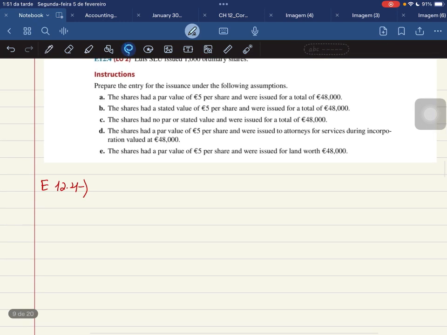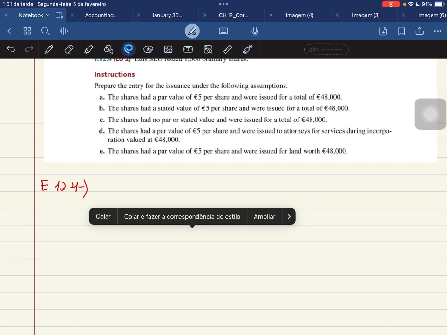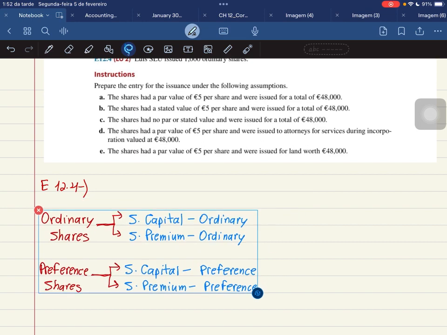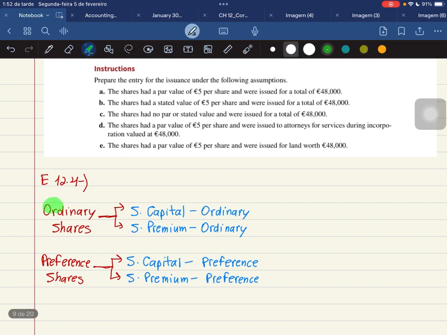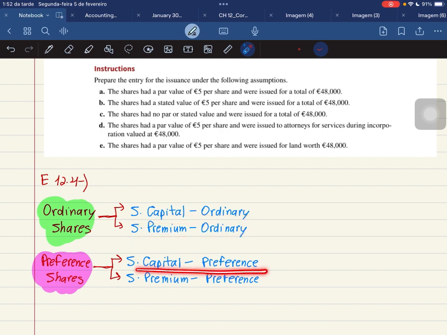Before we start, I just wanted to show you something. Every time we're dealing with issuance of shares, it's very easy for us to confuse the accounts, right? So let me show you this over here. Besides the treasury shares, we actually just have ordinary shares that we can issue, and we have preference shares. Under ordinary shares, we will always have share capital ordinary or share premium ordinary. Under preference shares, we would always have share capital preference or share premium preference. Be careful not to write share preference here, because the name of the account is share premium preference.